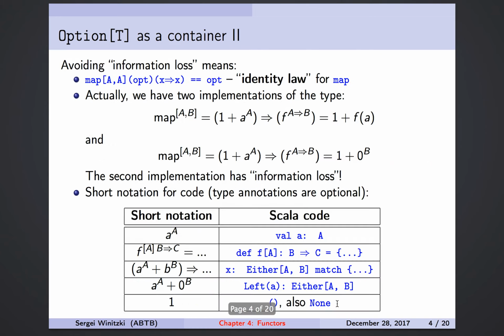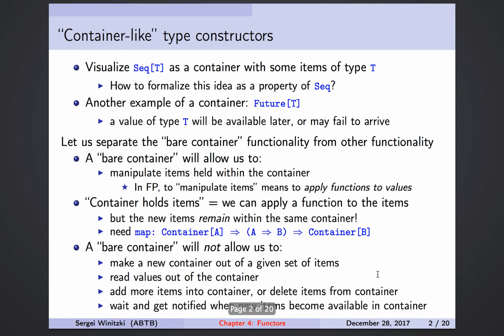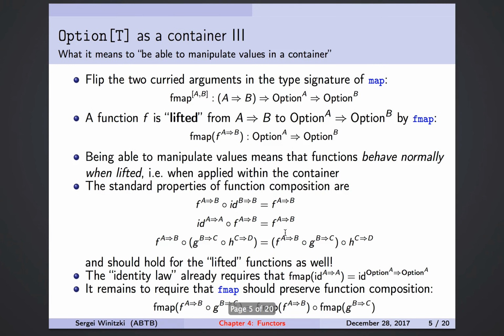The type signature is that you have the container as the first argument, and that returns a function whose argument is a to b, and that returns a container. So these are the two curried arguments, and if you flip them, you have a type signature like this: you take a function from a to b, and that returns a function that takes option a and returns option b. That is denoted Fmap. So you just flip the argument order. There's no change otherwise to what the function does.